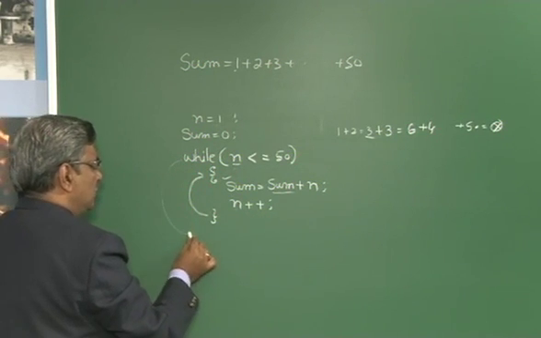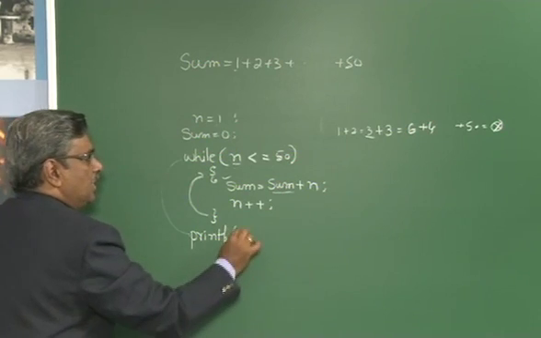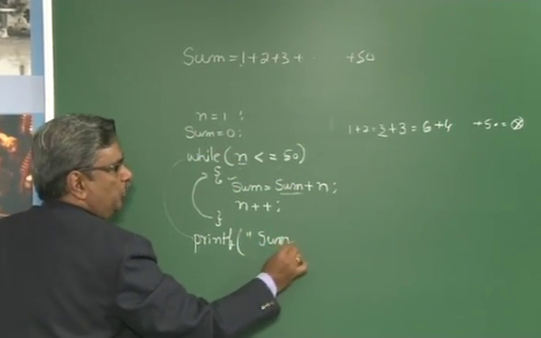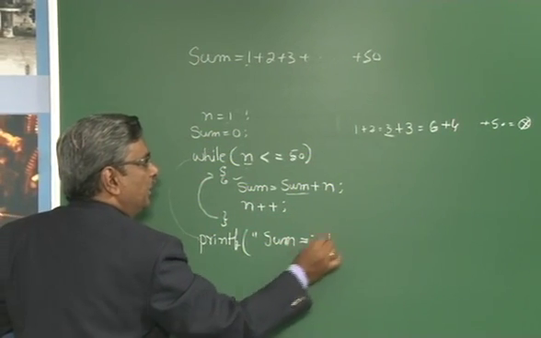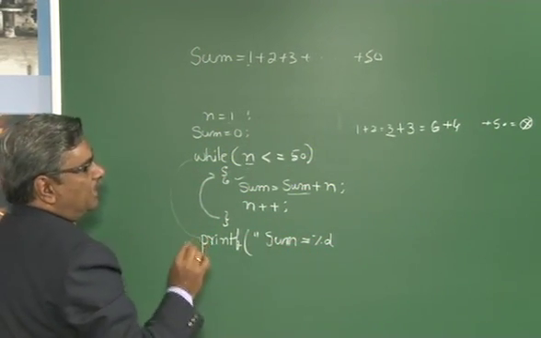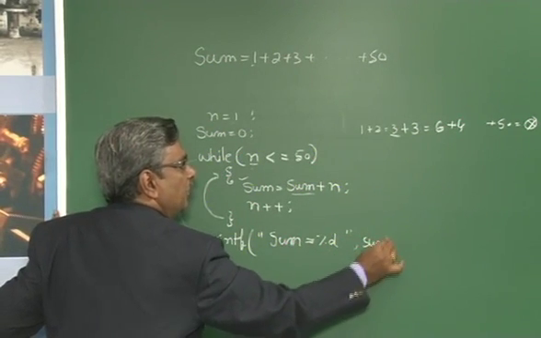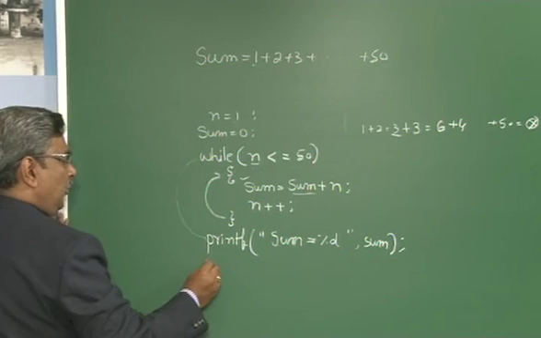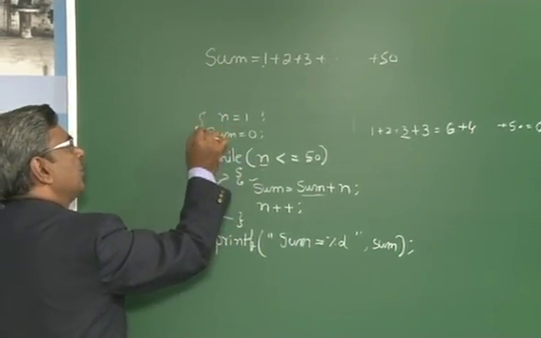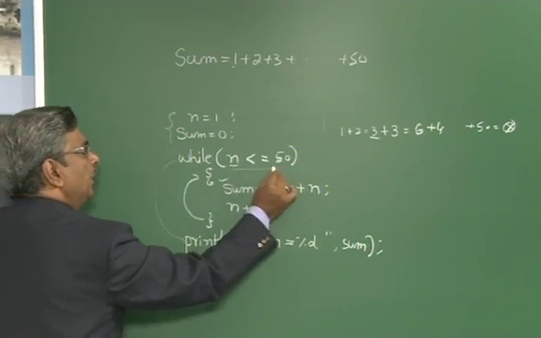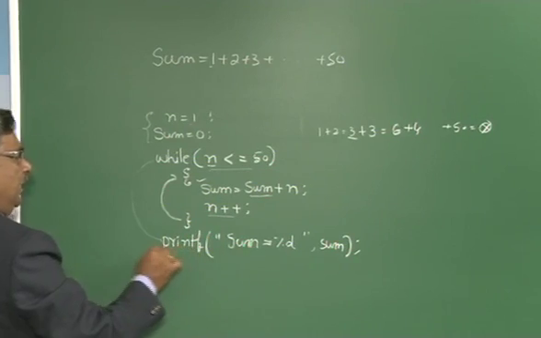You come out of this loop, and now you print the value of sum: printf sum equal to percentage d, because you are going to declare this variable as integer type, and you put sum, close this. So in this way you can make the initialization of the variable, the condition to be enforced, the increment value, whatever the computation is, like that you can repeat.